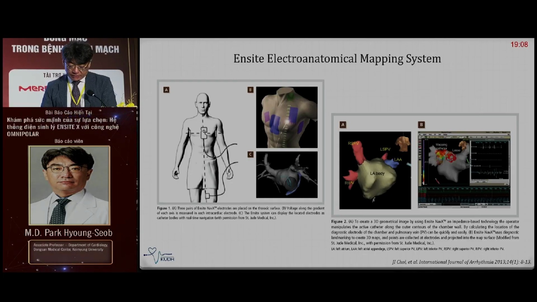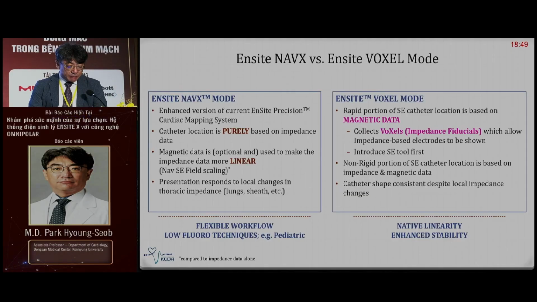The difference between the Insight and CARTO systems was that the CARTO system used a magnetic field based algorithm, but the Insight system used an impedance technology based algorithm. After then, many systems were developed. The previous mode was Insight NavX mode, but the Insight X system provides Insight voxel mode.